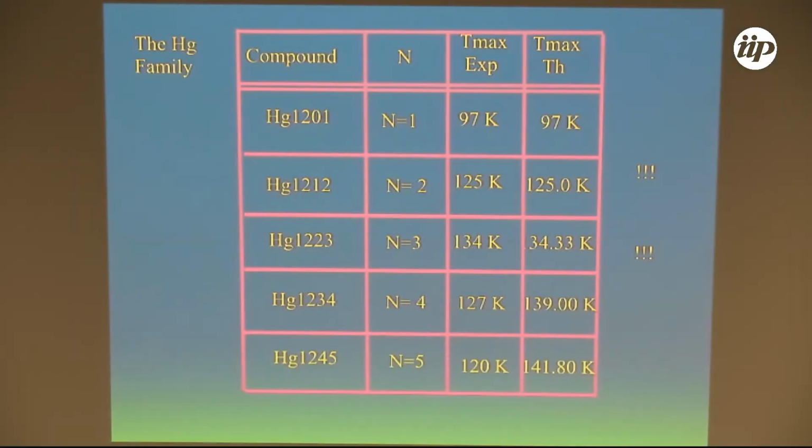So now let's come to the mercury family. For n equals 2, we hit right on the temperature. For n equals 3 is also very good. I think there is a 1 lacking here. It's 134. So for n equals 4, now it's not good. And for n equals 5, again. So I come to your point. It's easy to understand why this is so.